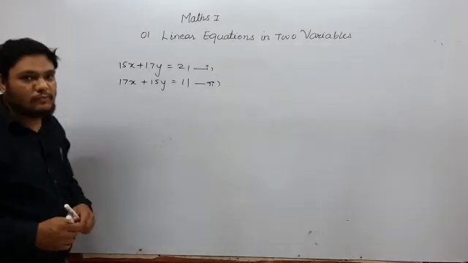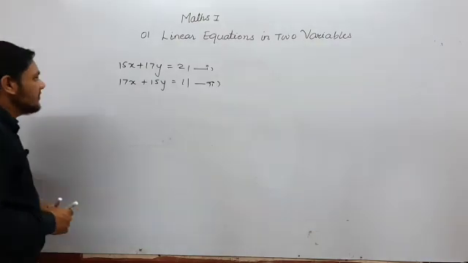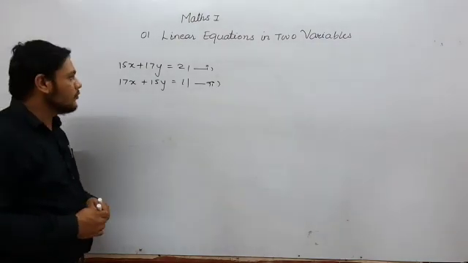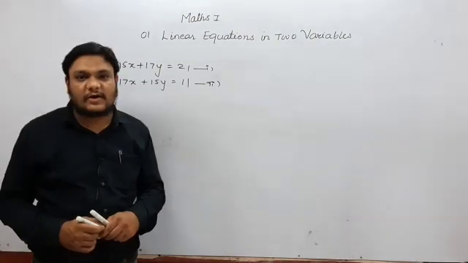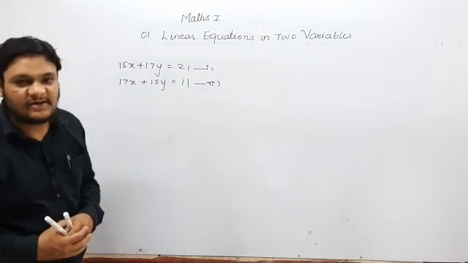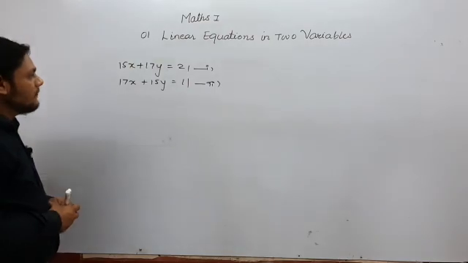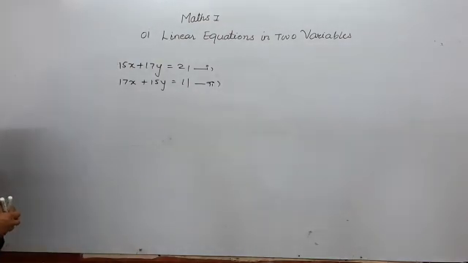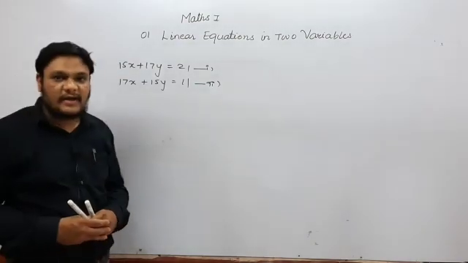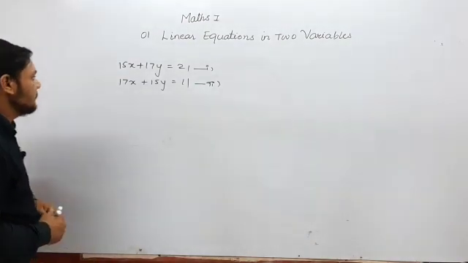So student, we will move towards the next question. The next question is 15x plus 17y equal to 21 and 17x plus 15y equal to 11. Student, what have you observed from these equations? Yes, the coefficients of x and y are interchanged. It means the coefficient of x in the first equation is the coefficient of y in the second equation and vice versa.